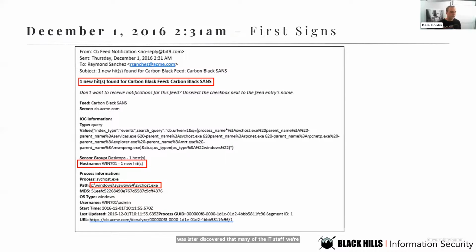So rather than working with Raymond, the security guy, to fine tune the alerts to make them more relevant and meaningful, they simply created rules in Outlook that automatically moved the emails as they came in to different folders. So they weren't actually seeing the emails at all. It was a case of out of sight, out of mind.